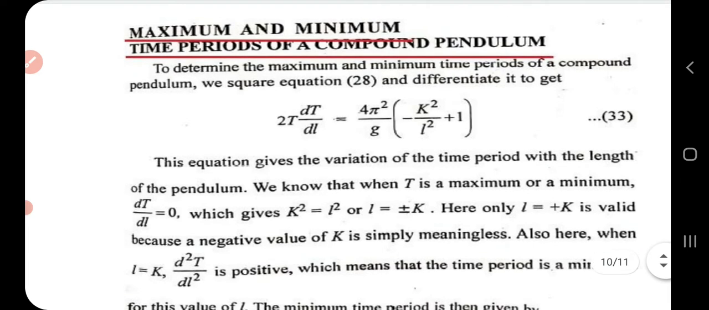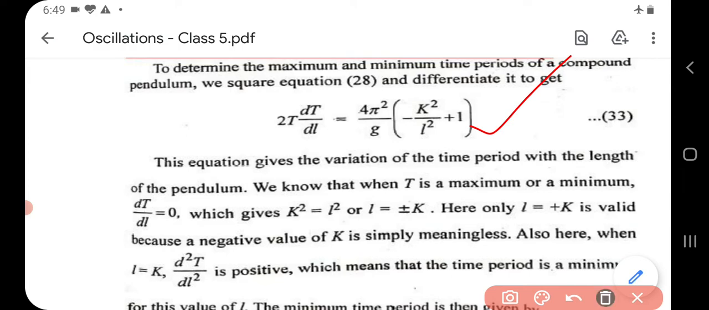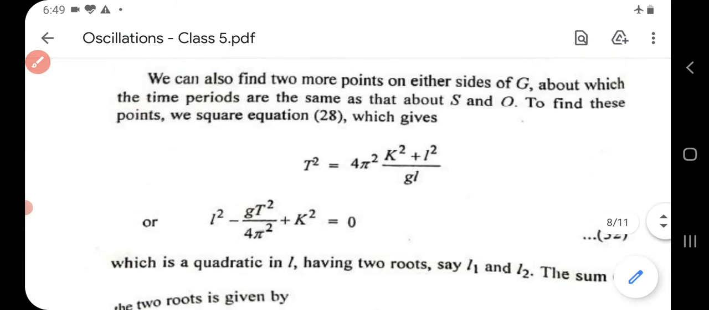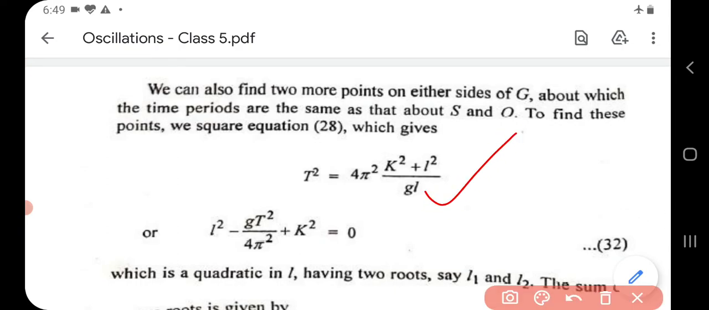That is how to find the maximum and minimum value of time period. Now equation 28, as we already know, is T equal to 2 pi root of (k square plus L square) by GL. We have already written that. Then you square it, and after squaring you differentiate it. Then you will get an expression like this. After squaring you got it like this, right? Now on differentiating, what will it look like with respect to T?